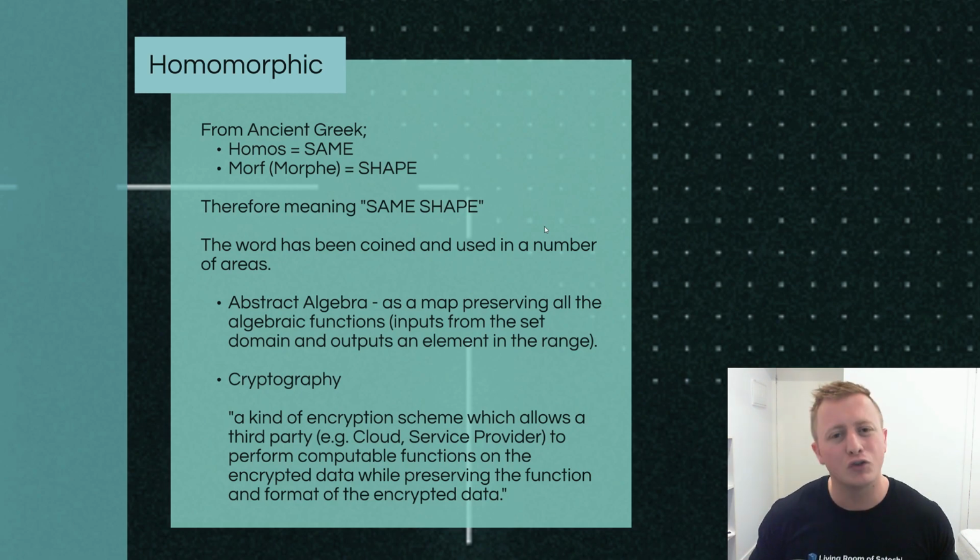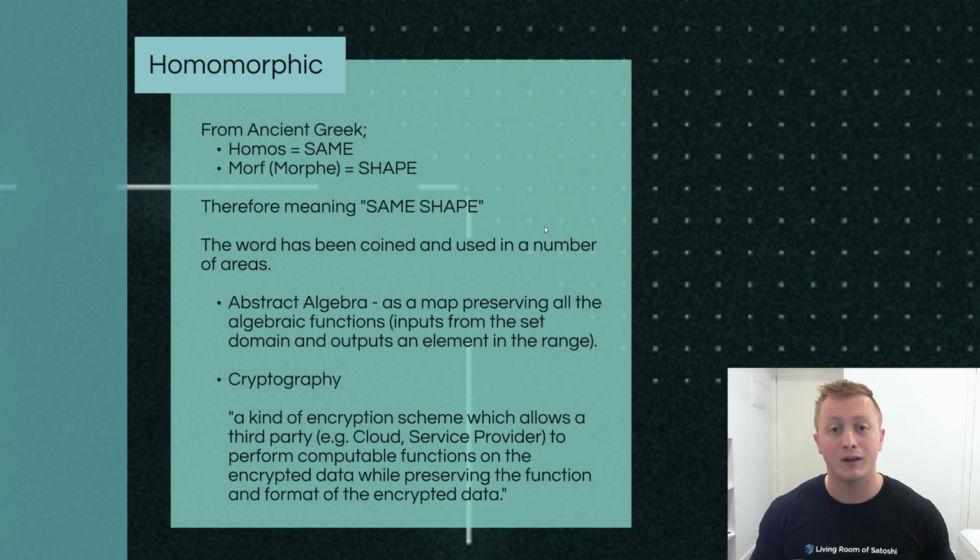Now, for those of you who aren't into math, that's all gobbledygook anyway. But this one's a little bit easier to understand. Its application to cryptography. It's a kind of encryption scheme which allows a third party, a cloud provider or service provider, to perform computable functions on encrypted data while preserving the function and format of that encrypted data. It's as simple as that.